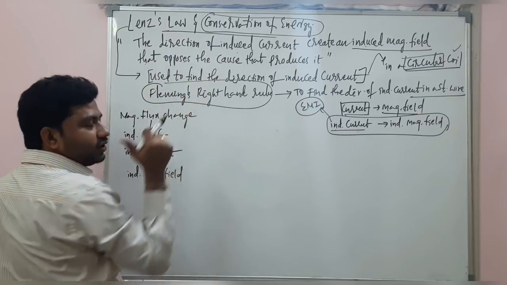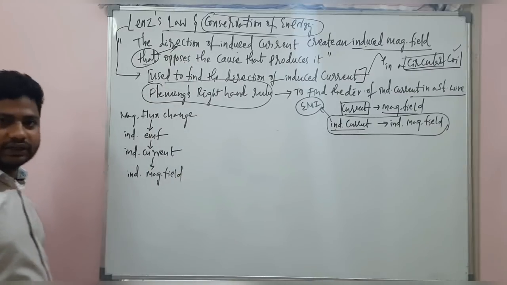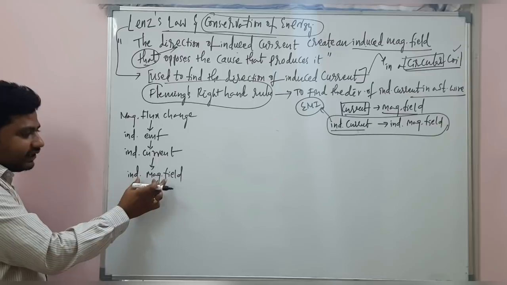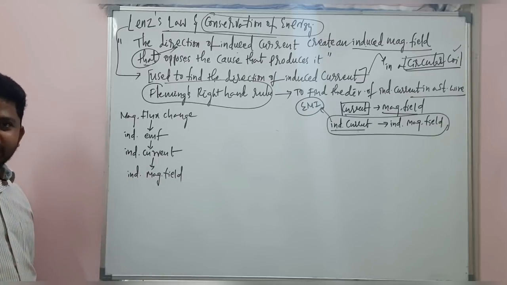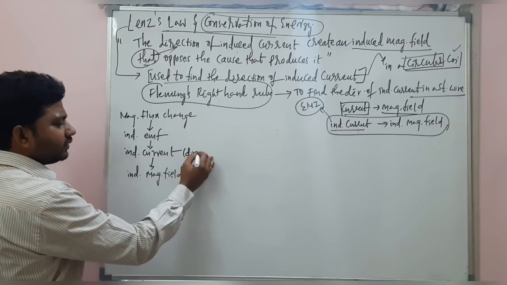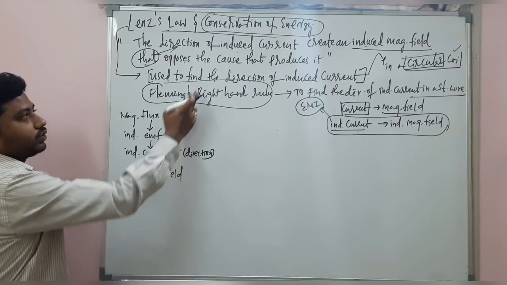That opposes. That means what? That means the direction of induced current. The direction of induced current will produce an induced magnetic field. The induced magnetic field also will have some direction, right? Induced current will have some direction. This you can find by using Lenz's law. That is what I told you here.